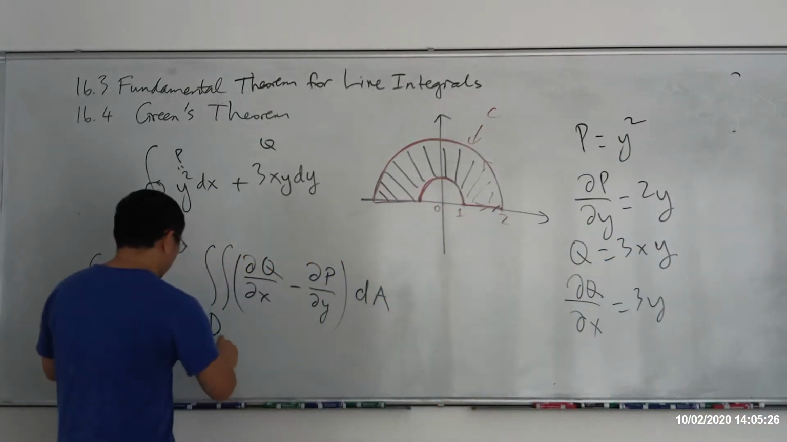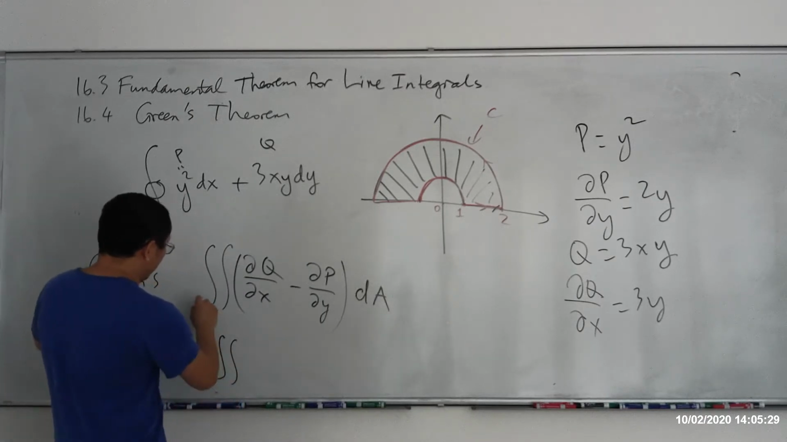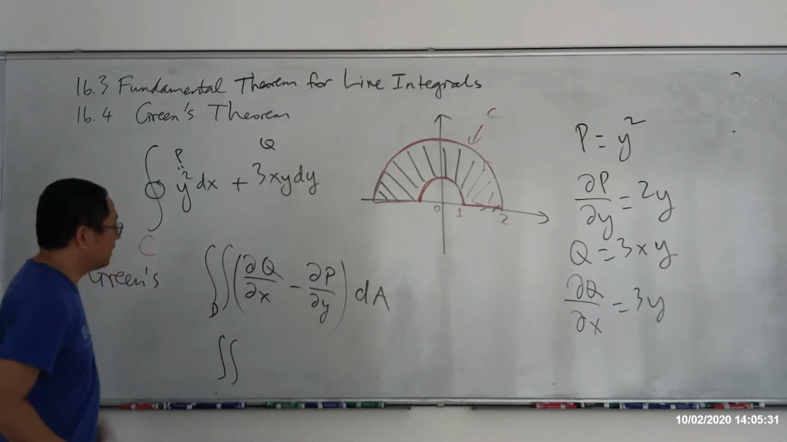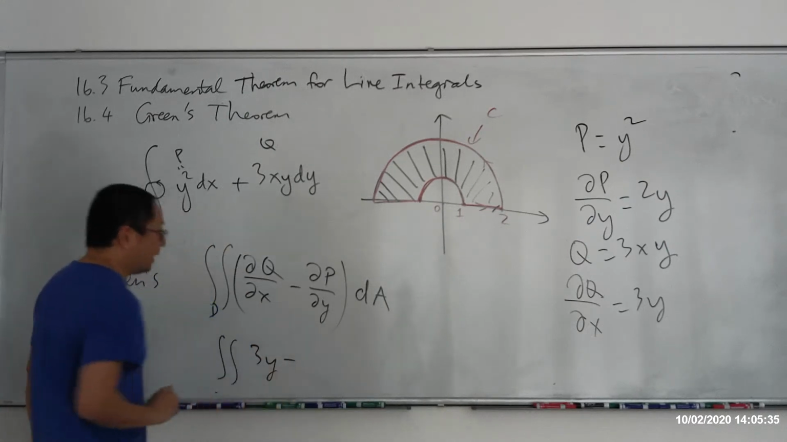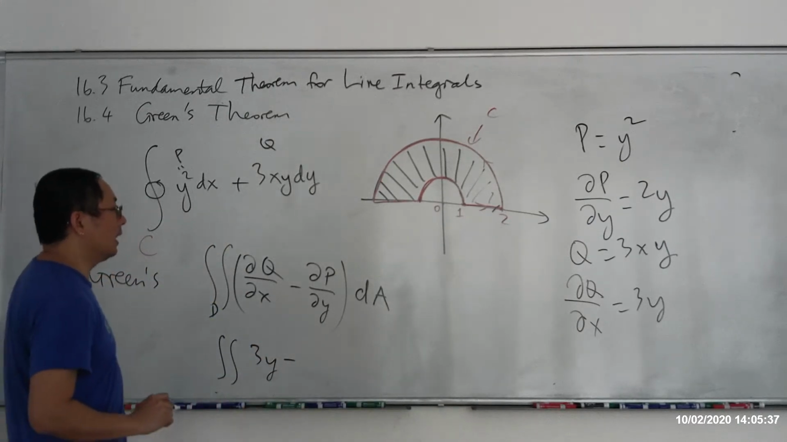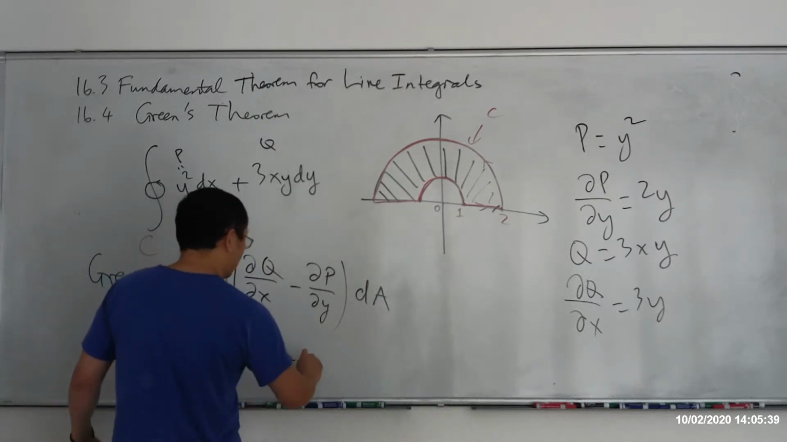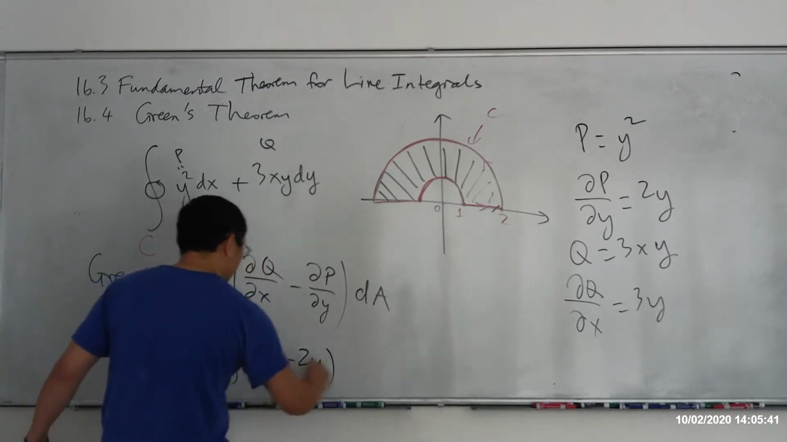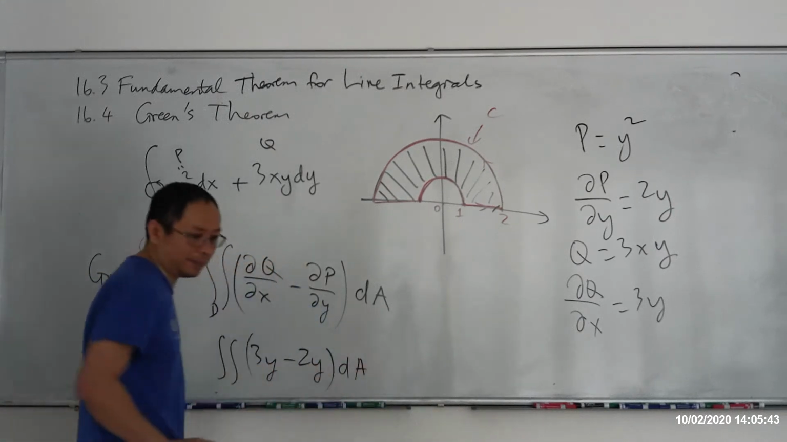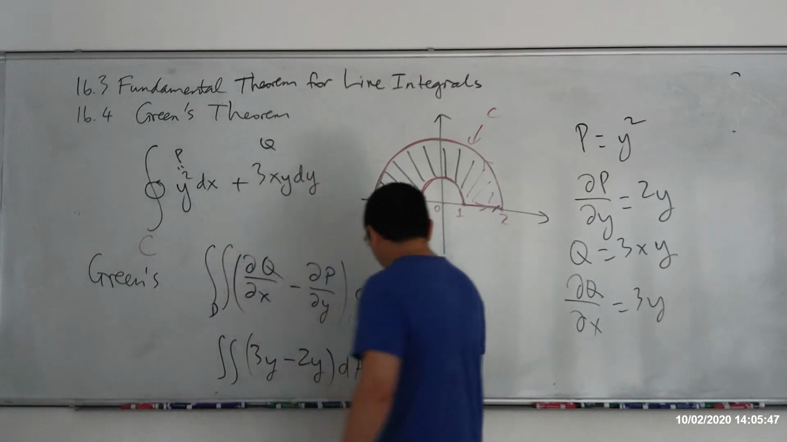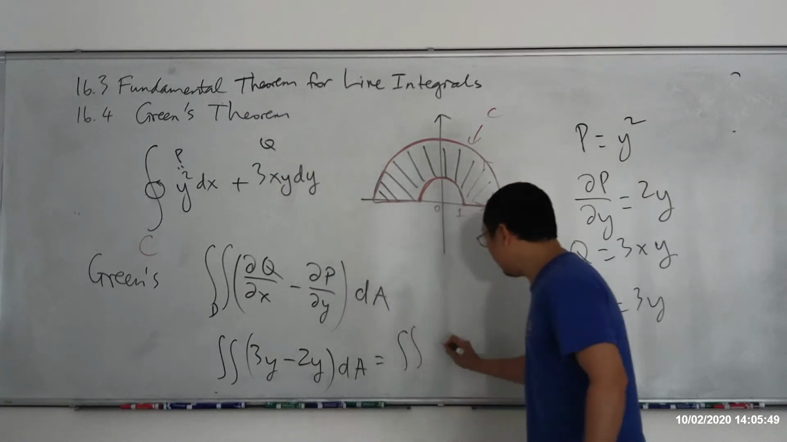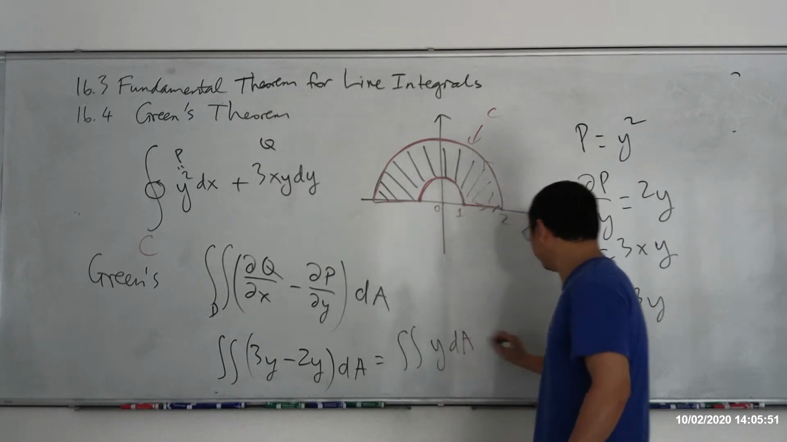This one will be a double integral. Let me write d smaller so I have enough room to write. dQ over dx is 3y minus dP over dy is 2y. Oh boy, it's easy, huh? dA. And now this is just the double integral of y dA.